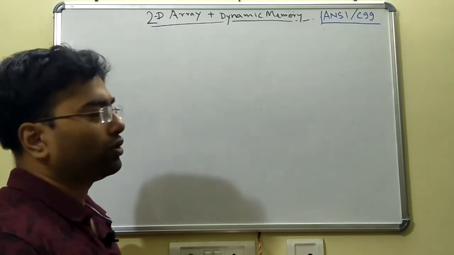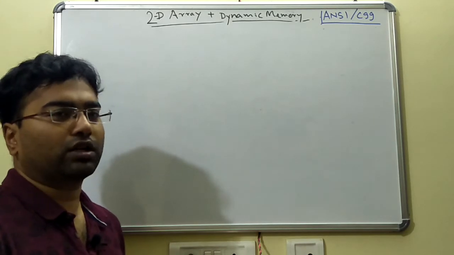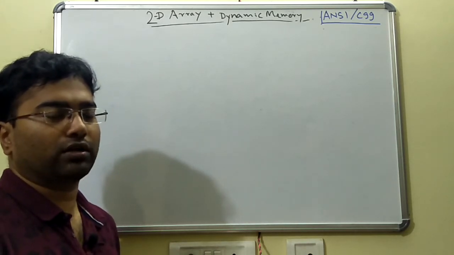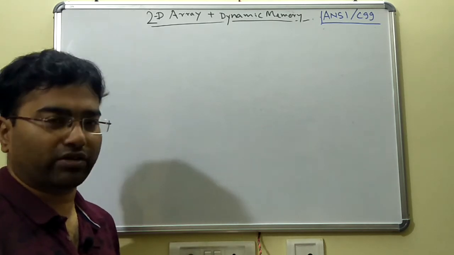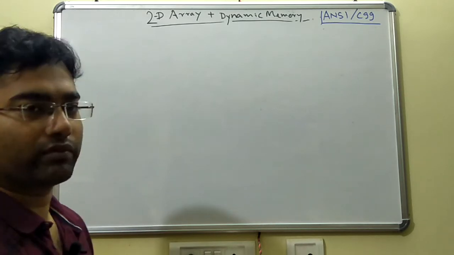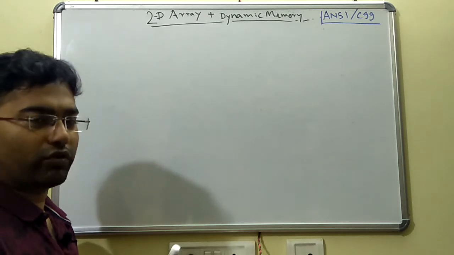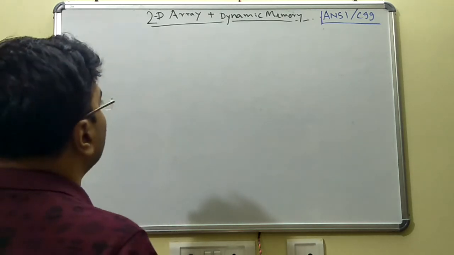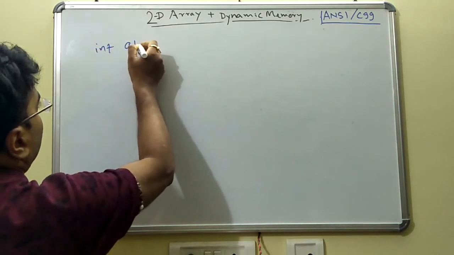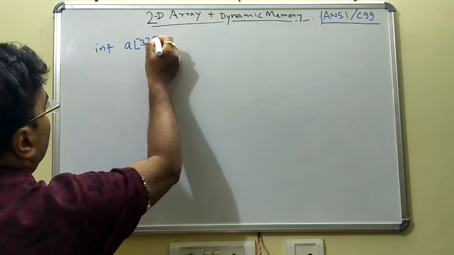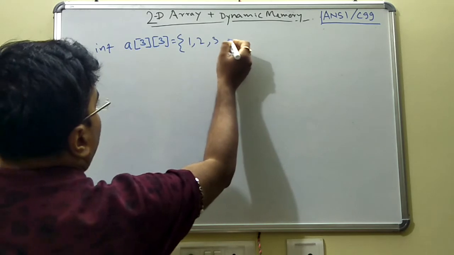Welcome. Today's topic is 2D array and dynamic memory. There are a couple of ways you can create a 2D array, or say matrix, in C. The normal way to declare an integer 2D array or integer matrix is like int a, then number of rows, number of columns, and then we can initialize.